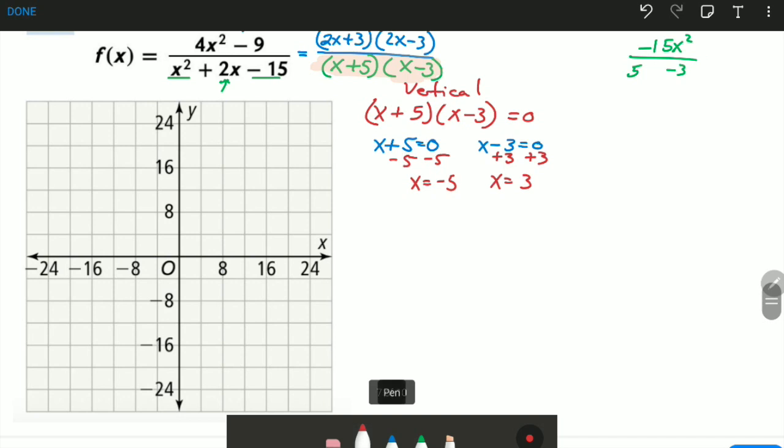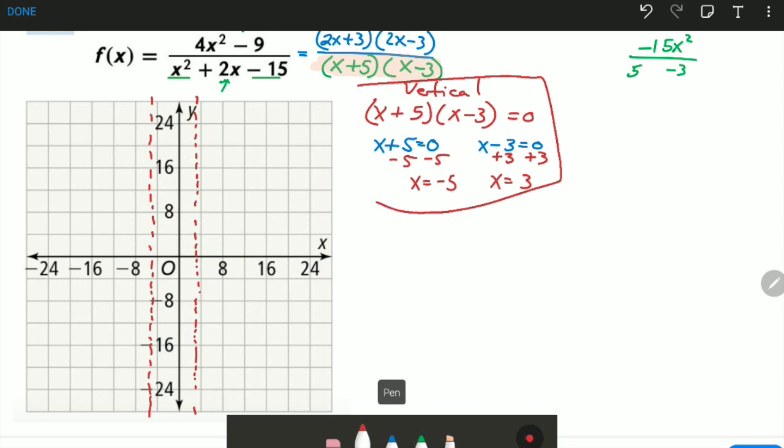So we're going to go ahead and plot those. At negative 5, we'll have a vertical asymptote. It looks like my graph is counting by 4s, so that would be about right here. Maybe not 100% accurate, but that's fine. And we also have x equals 3, which would be about right here. There we go. So that's my vertical asymptotes. Let's go ahead and find my horizontal asymptotes. So let's see, horizontal asymptotes.